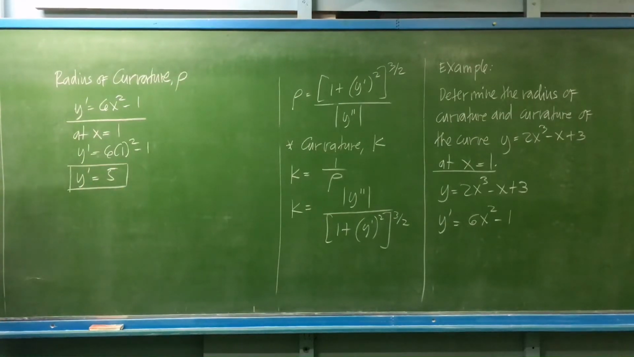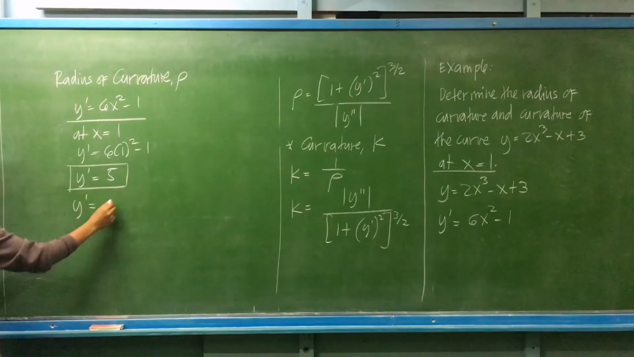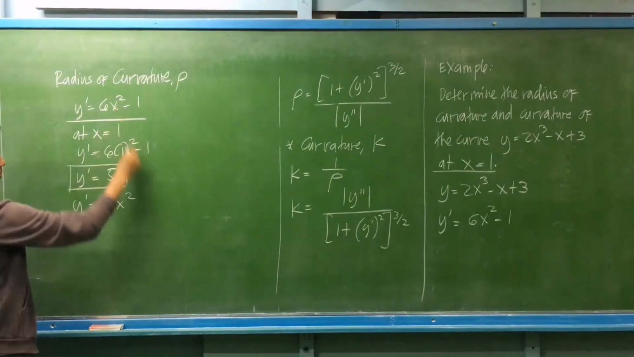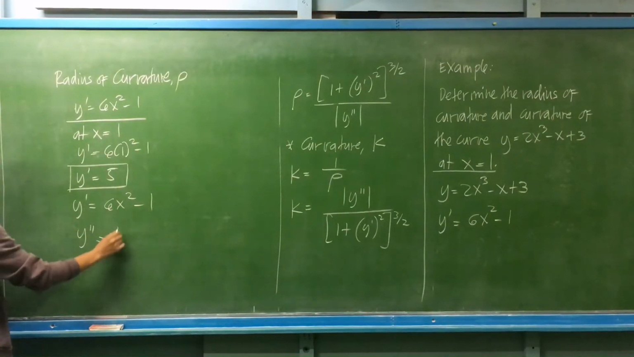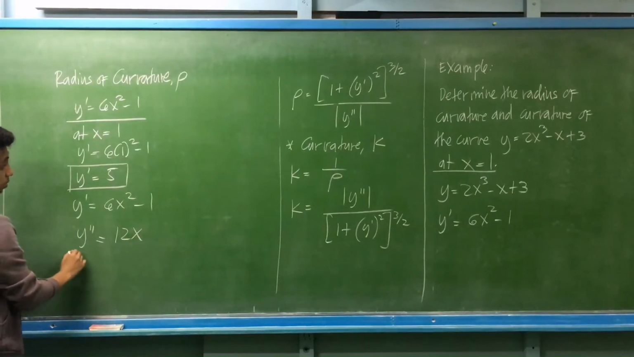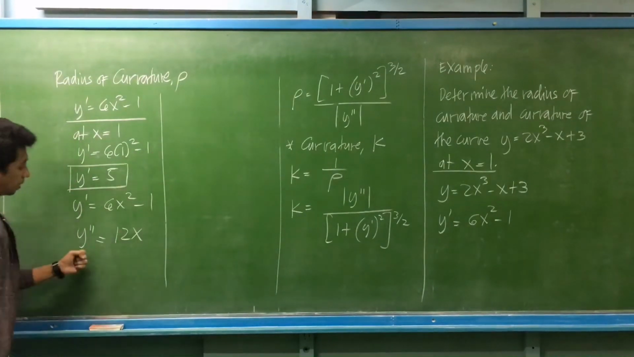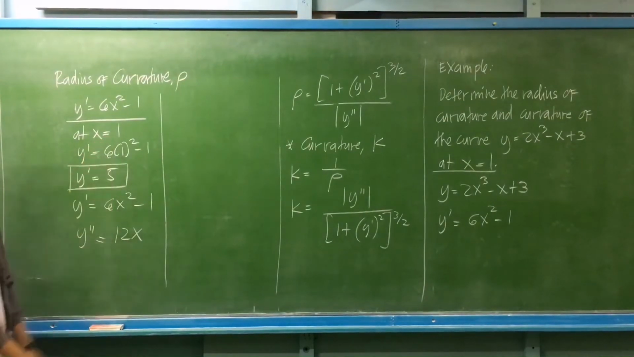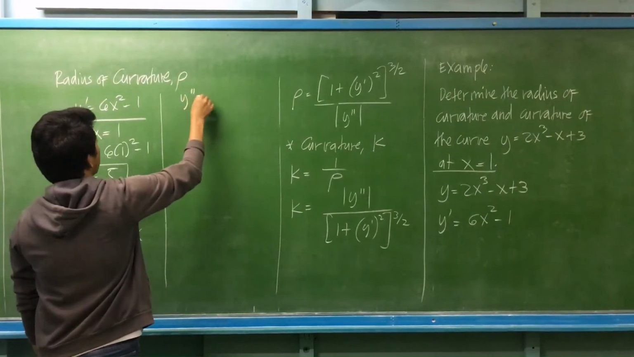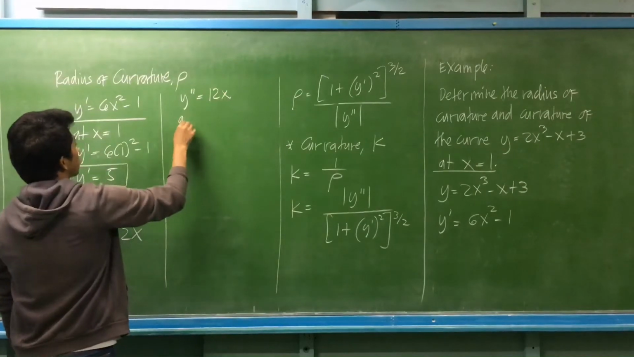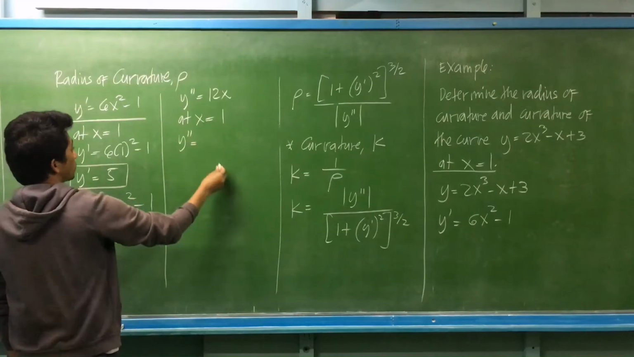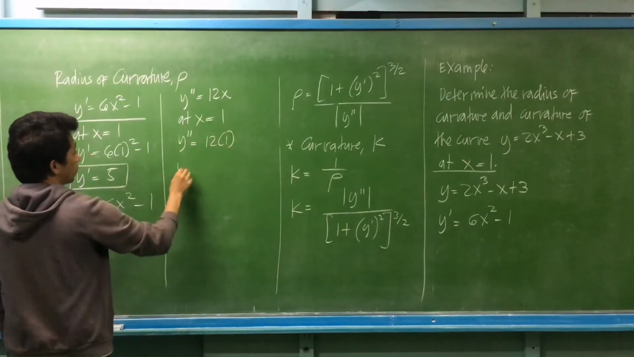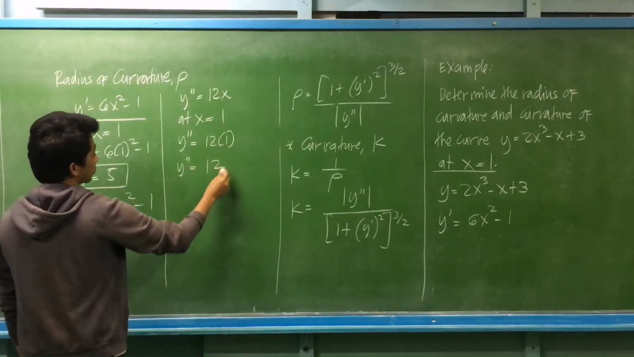Alright, next we need to determine the second derivative. From the first derivative, y prime is equal to 6x squared minus 1, the second derivative y double prime is 2 times 6, this is 12x. Then we need to determine the value of y double prime at x is equal to 1. We have y double prime is equal to 12 times 1, so y double prime is obviously equal to 12.